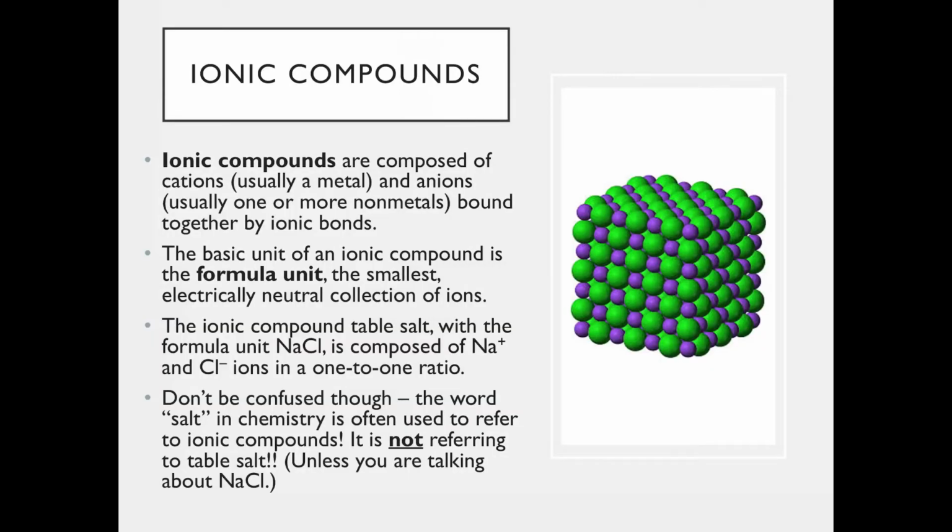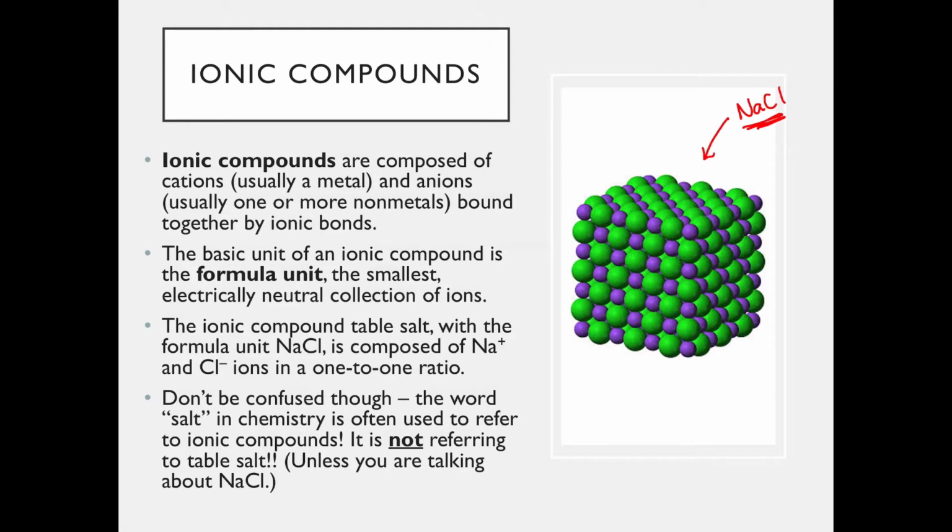So ionic compounds are usually composed of cations and anions. Cations are typically a metal, and anions are usually one or maybe more nonmetals. These metals and nonmetals are bound together by ionic bonds. Here, this is a crystalline structure on the right. We can think of this as being sodium chloride. We'll talk about how we know which ones are which later, but the sodium are the little purple ones, and the chlorine are the larger green ones. You can see that they are in a 1-to-1 ratio. For every one purple sodium, there is one green chlorine.